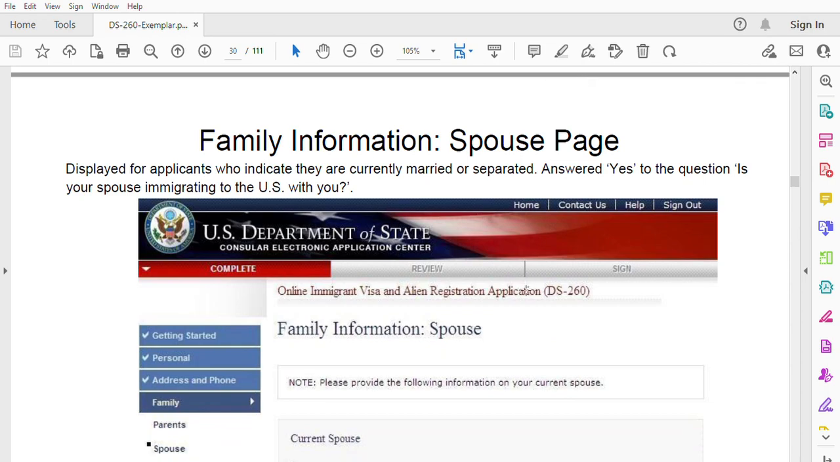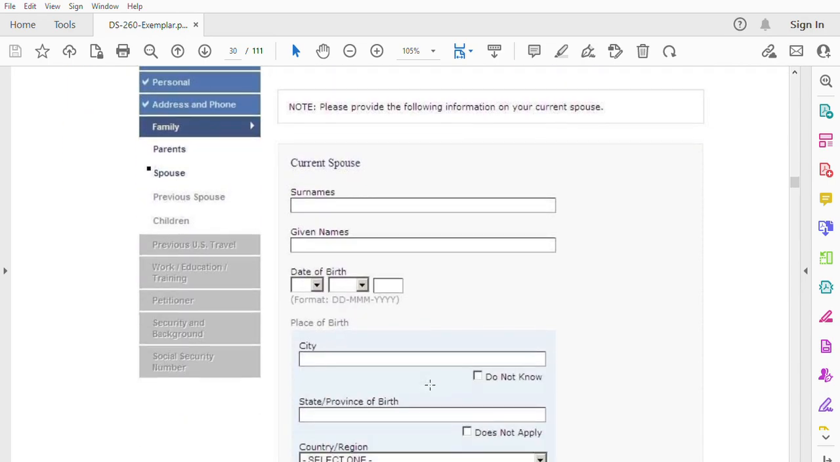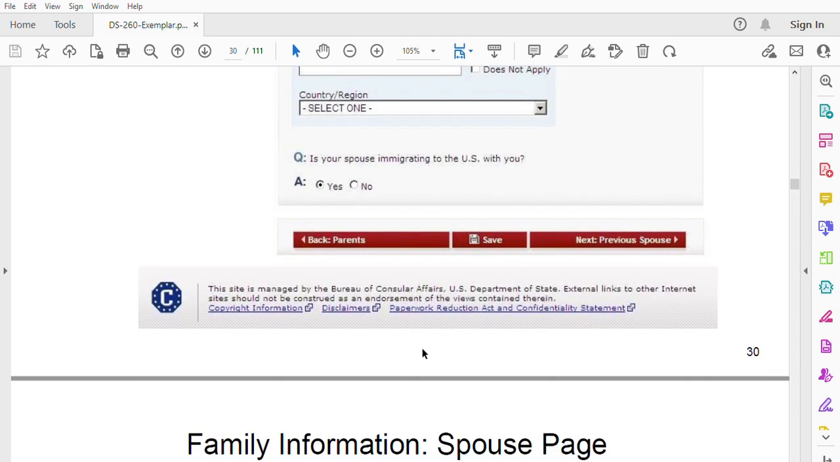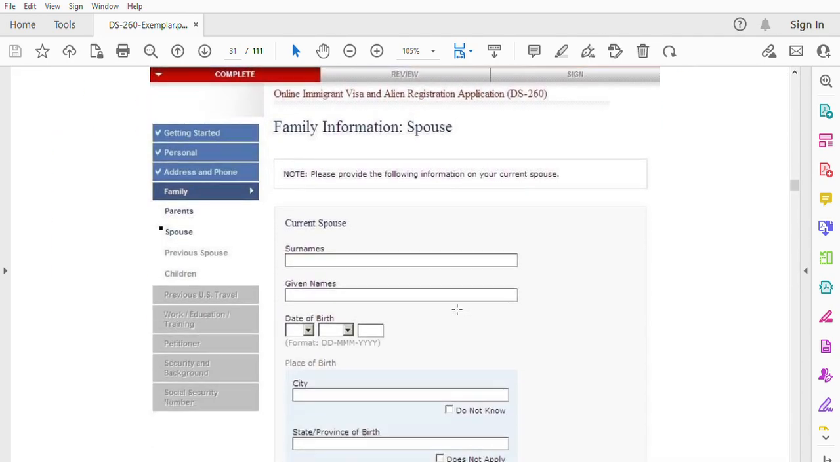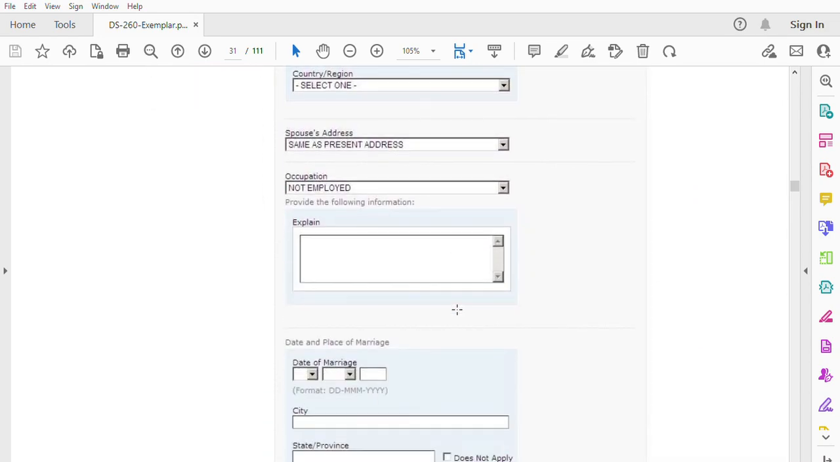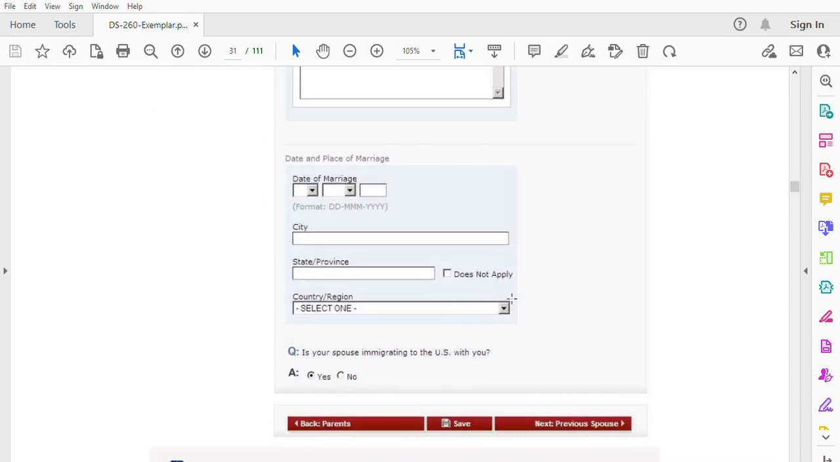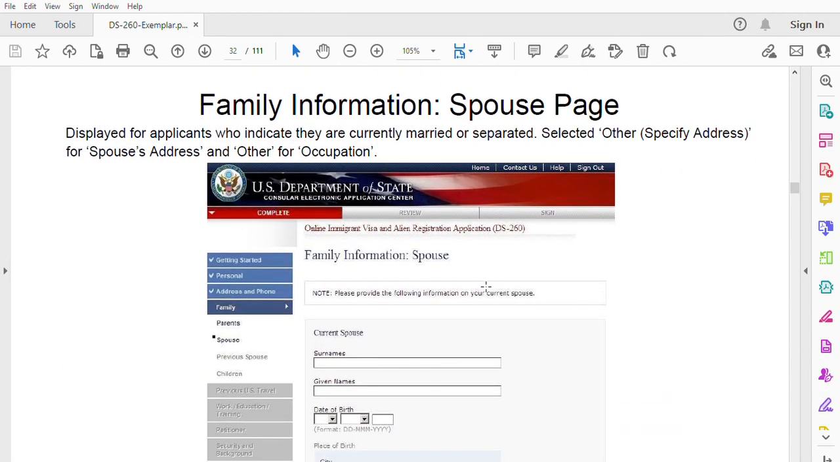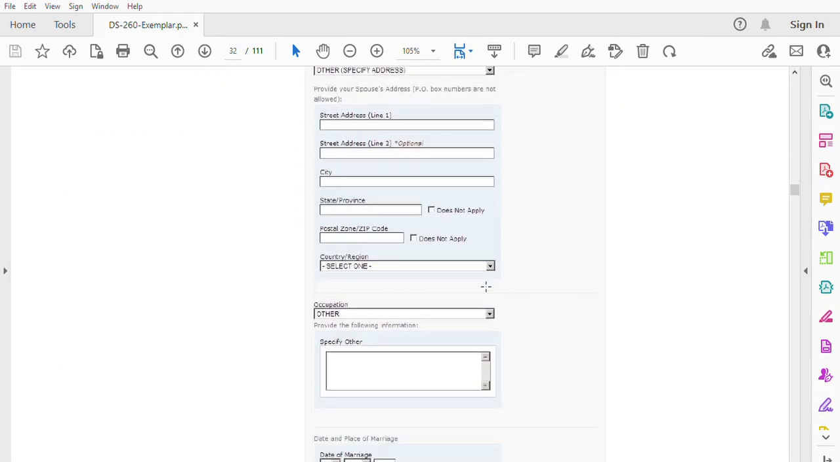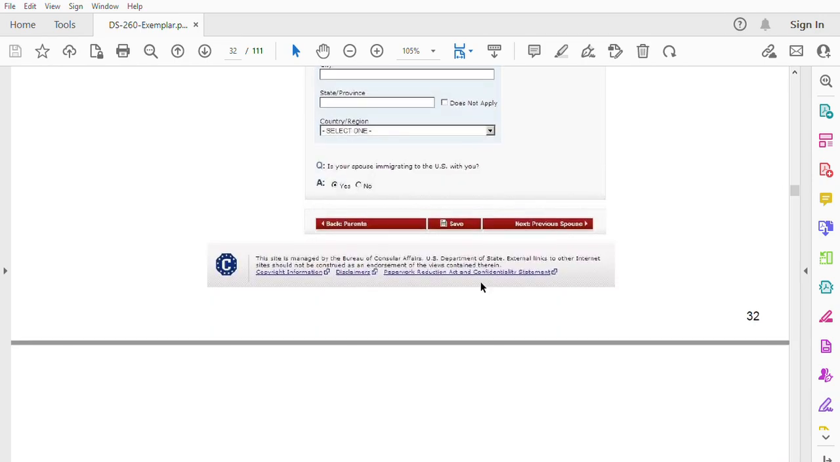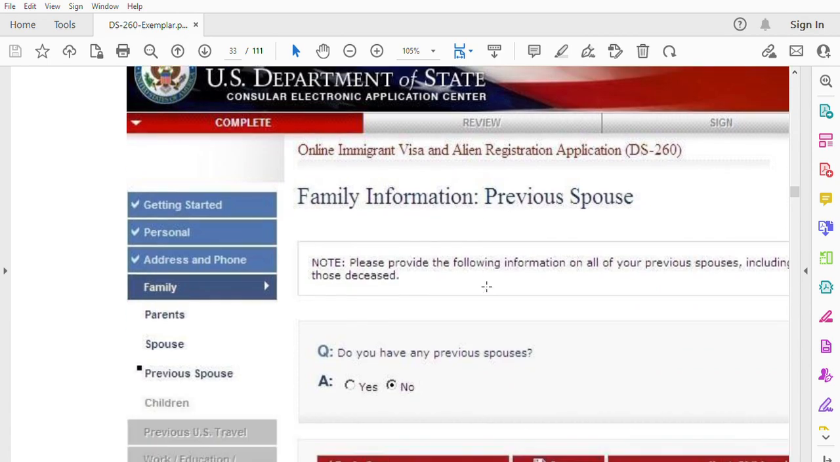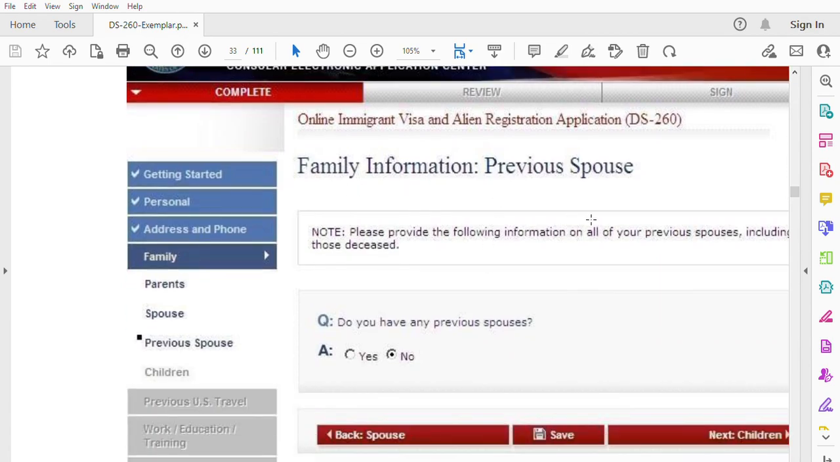If you have multiple spouses, this is where you can add them. For our case, we're gonna go to the next one, previous spouses. Some people have two, three spouses, Arabic people. We're still talking about family spouses right here. Now we're gonna go to the previous spouses page, where we talk about the previous spouses if you have any.